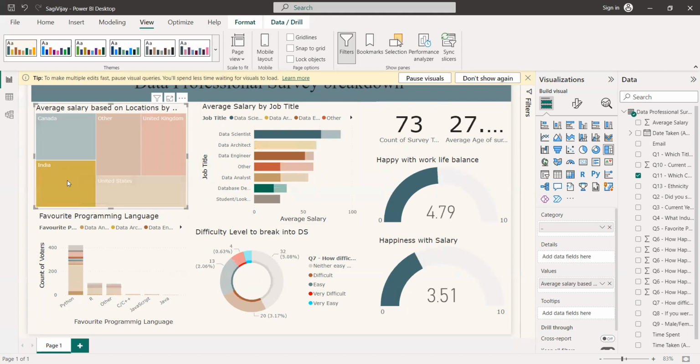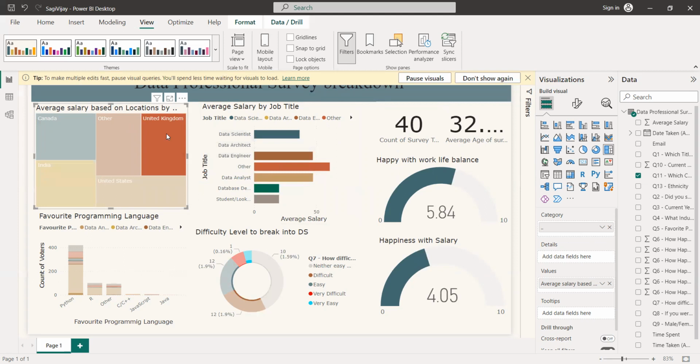But when you come to India, the salary is less, because the average salary is 88K. For the data engineer, it is somewhere around 60K. It is just because of the different geographical conditions, or different locations and different marketing conditions, and so on and so forth.